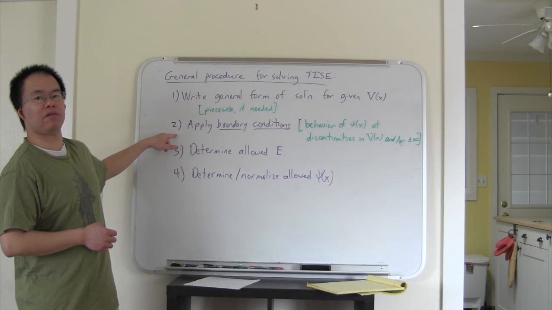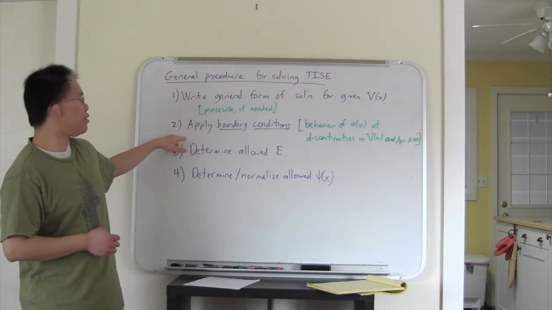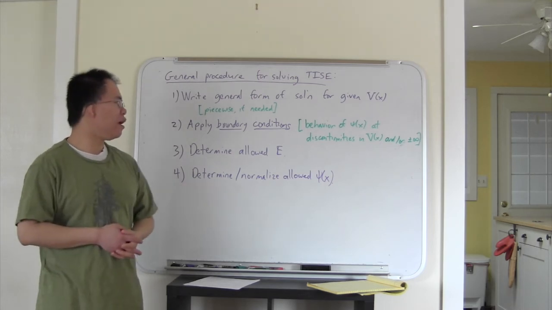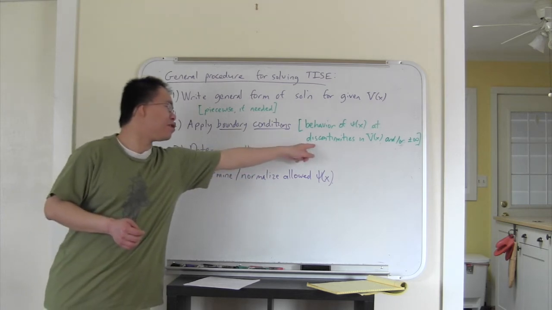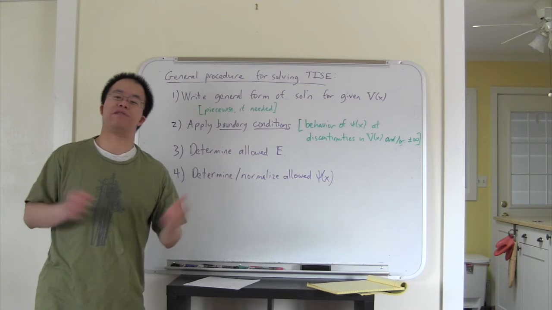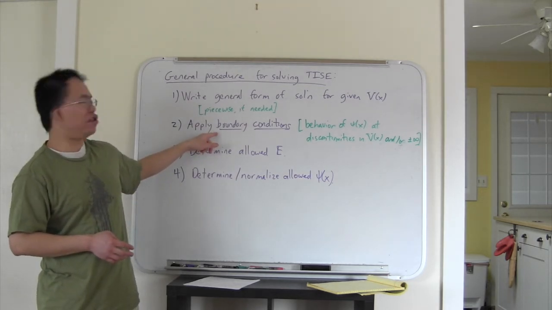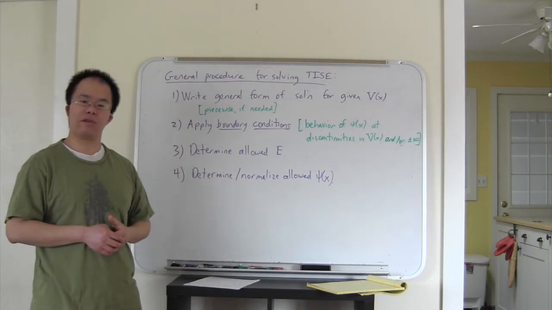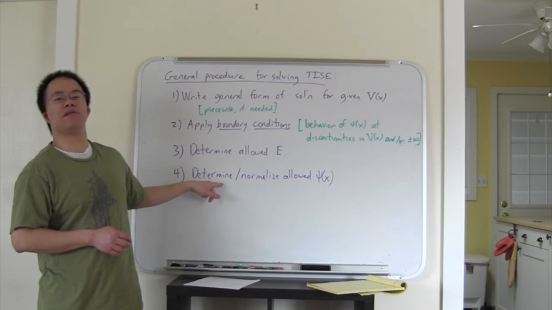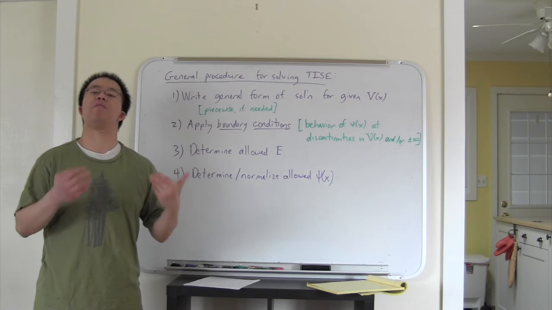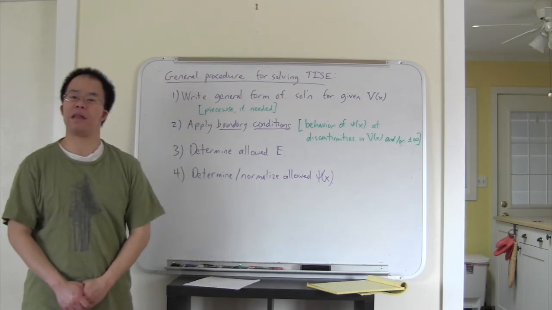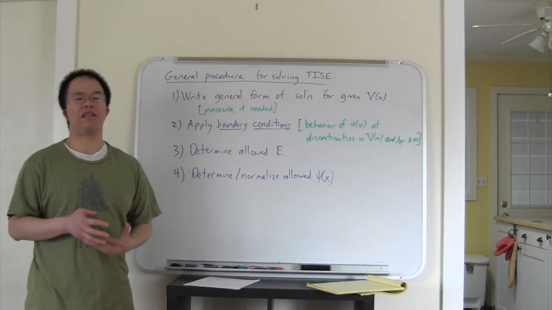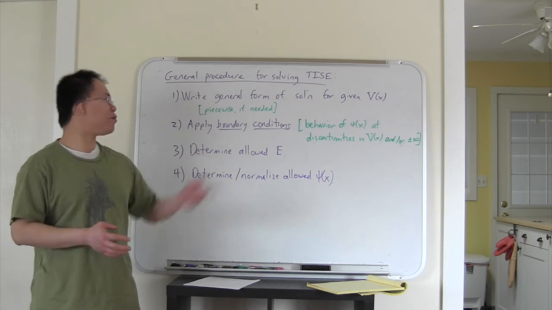The next step will almost always be to apply some boundary conditions. Again, I'll say more about this shortly, but what that says is that there's usually some constraint on the behavior of the wave function either at any discontinuities in the potential energy or as x approaches plus or minus infinity. Usually these boundary conditions will allow you to determine what energies E are allowed that satisfy the time-independent Schrodinger equation, and then once you do that, you'll be able to determine and normalize what the allowed wave functions psi of x are. So now let's turn to the infinite square well. We'll talk about what that potential energy looks like, what it can physically represent, and then we'll start applying this procedure.